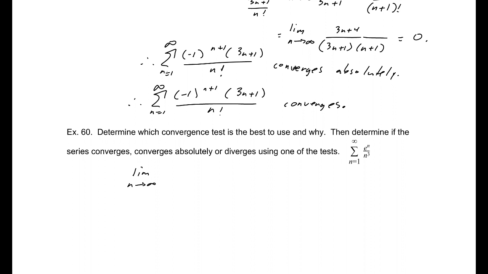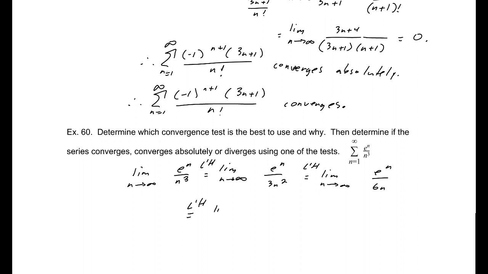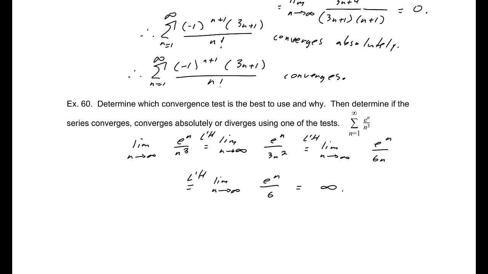And we'll take the limit of e to the n over n cubed. Well, if I take the limit there, they're both going to infinity. Infinity over infinity, so I can apply L'Hopital's rule. This would be e to the n over 3n squared. And let's go ahead and apply that again. L'Hopital's rule would be e to the n over 6n. And I can still apply L'Hopital's. It's still infinity over infinity. e to the n over 6, which is infinity. So the terms are actually going to infinity. Therefore, our series from n equals 1 to infinity of e to the n over n cubed diverges by the divergence test.